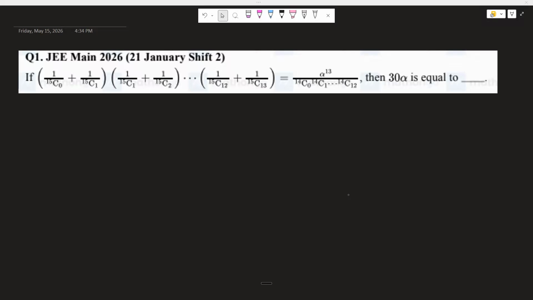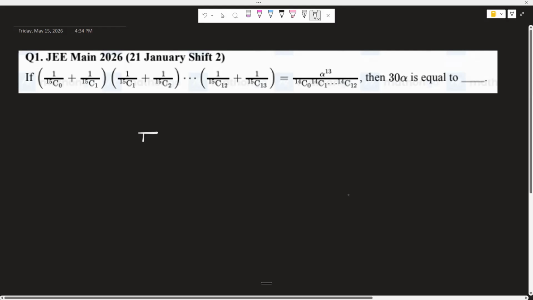So this is the sequence: 1 by 15C0 plus 1 by 15C1, multiplied by 1 by 15C1 plus 1 by 15C2, and so on, up to 1 by 15C12 plus 1 by 15C13, is equal to alpha power 13. In the denominator, you can see 14C0, 14C1, and so on, 14C12. Then 30 alpha is equal to what?